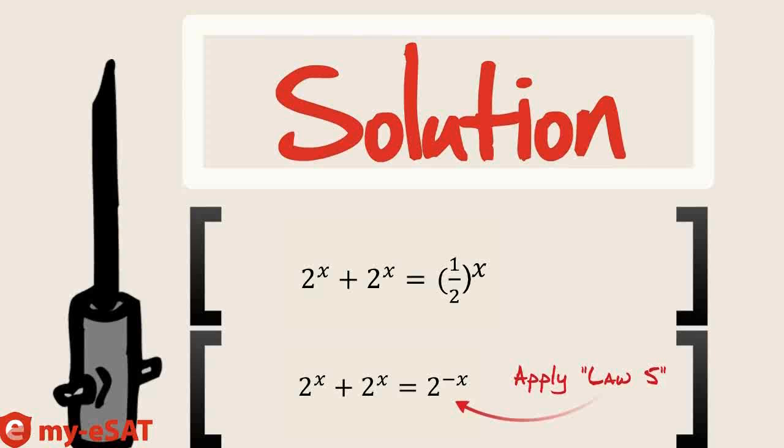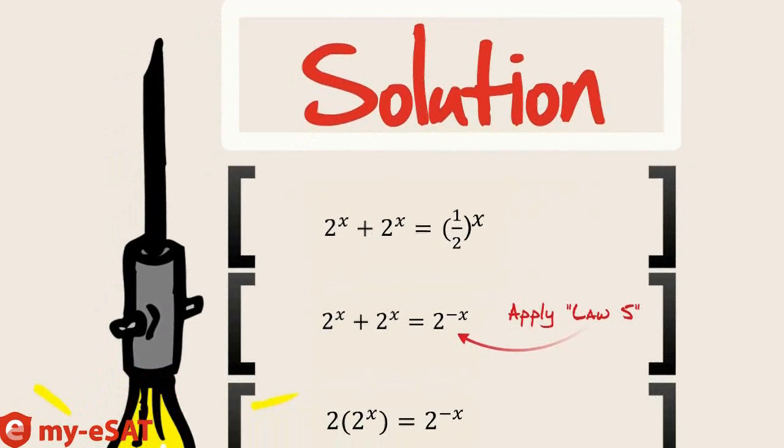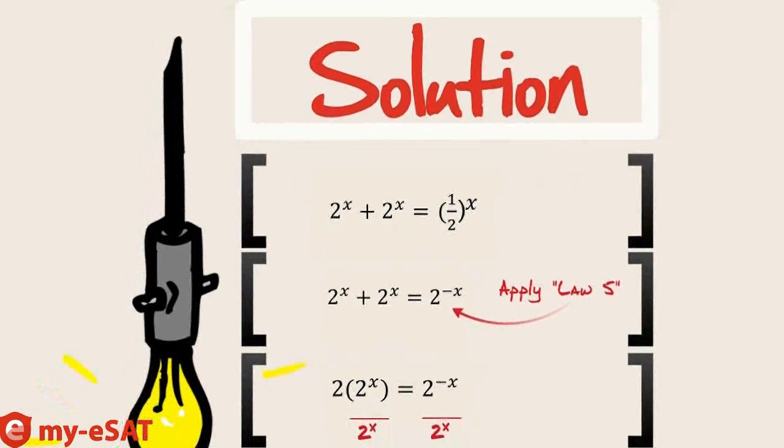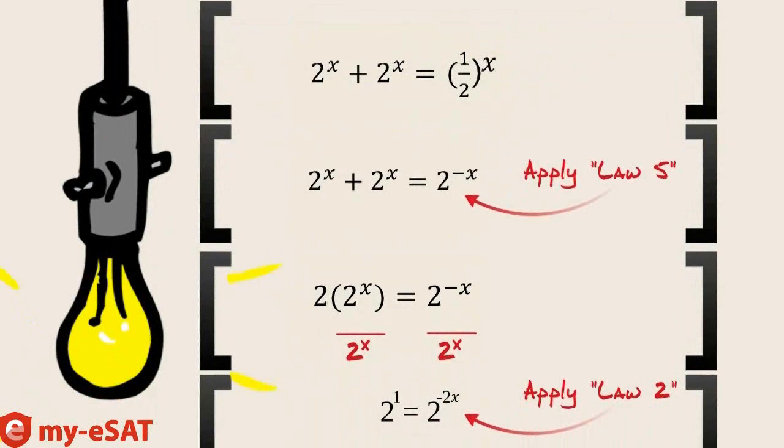So now all exponents have a base of 2. On the left-hand side, we can combine our 2 to the x powers to 2 times 2 to the x power. From here, it gets easier. Let's divide both sides by 2 to the x power. Using Law 2, we know that when dividing exponents with the same base, you can subtract one power from the other. So we get 2 equals 2 to the negative 2x power.